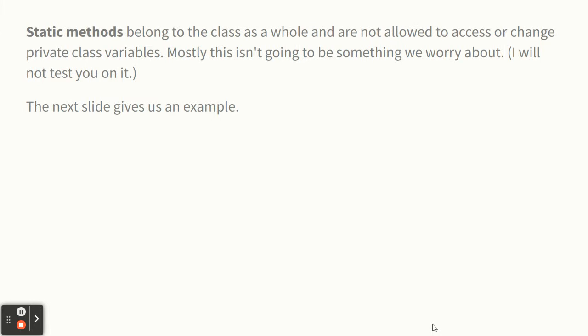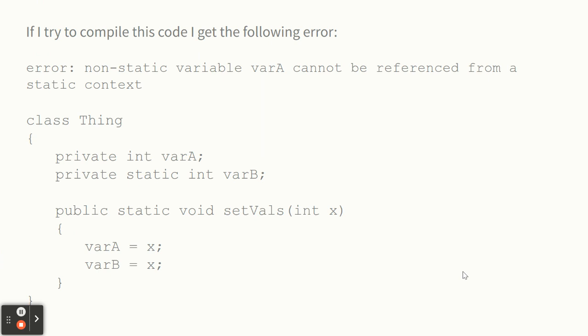Now we're going to talk briefly about static methods. Static methods belong to the class as a whole and are not allowed to change or access private variables. Mostly this is something we're not going to have to worry about. I will not test you on it, but I have an example on the next slide. If I try to compile this, we get an error. Here's public static void setVals, and it tries to set the variables to this number, and it says you can't access varA and varB from a static method.